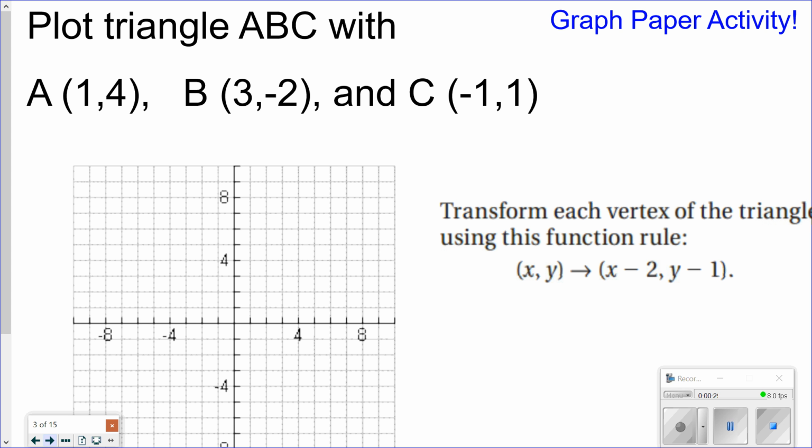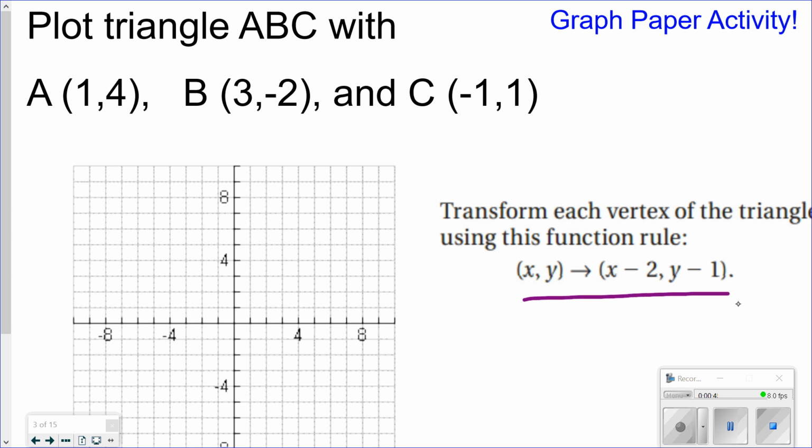We're going to plot triangle ABC with these vertices, and we're going to transform the triangle and move each of the vertices using this rule. All right, so the first thing I want to do is plot these points.